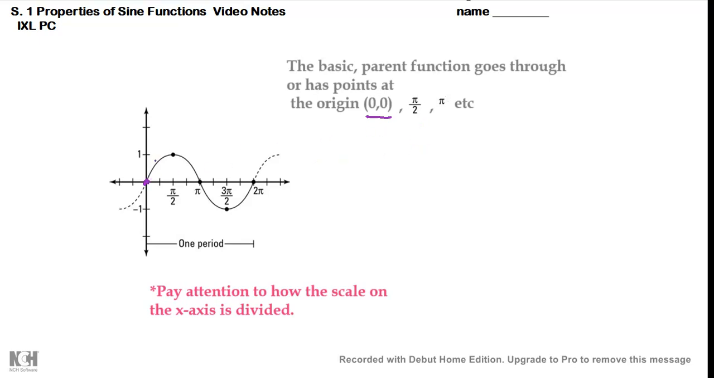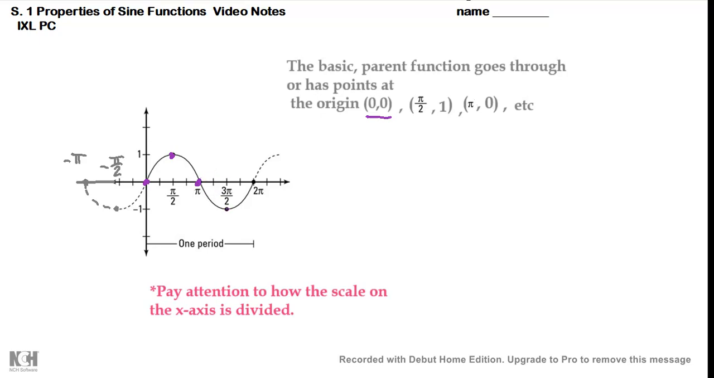I didn't do those points right. Hang on, let me fix that. Okay, it has a point at the origin right here, 0, 0, and pay attention to how the x-axis is divided in terms of pi. Here is 1 pi, and each pi is divided into fourths. So two of those fourths would be half a pi. At half a pi, you have a coordinate where y is 1, and then it loops back down to pi where y is 0.